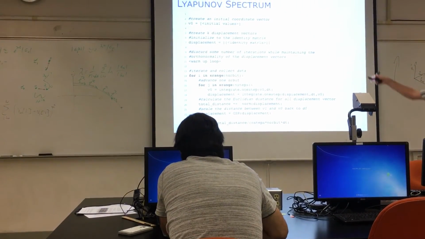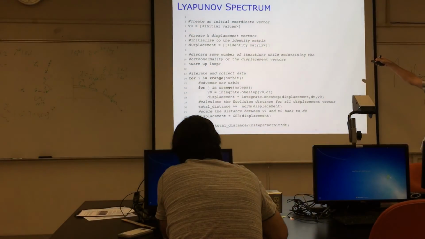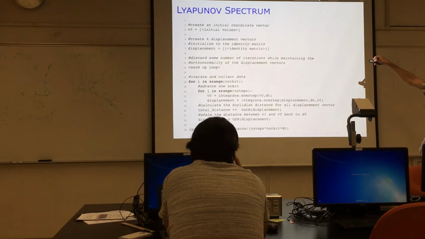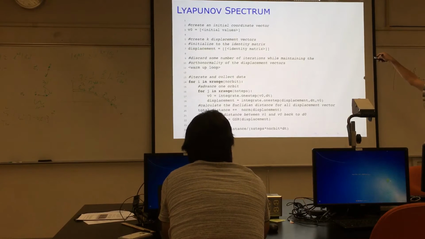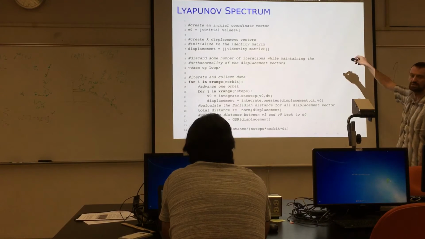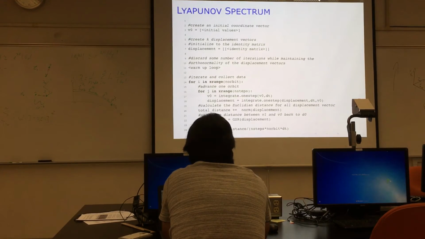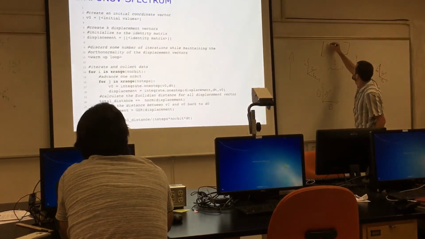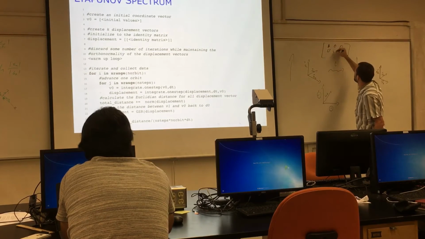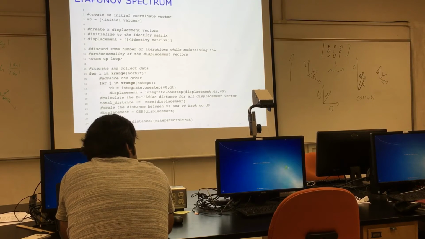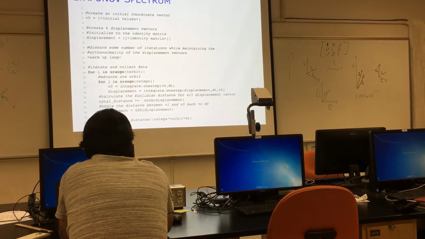So here, how does this look? We're going to create our initial coordinate vector, V0 here, and then we're going to create K displacement vectors. So K is our number of dimensions. And we're going to initialize it to the identity matrix. So our identity matrix is 1 0 0, 0 1 0, 0 0 1. It's naturally composed of 3 orthonormal vectors.